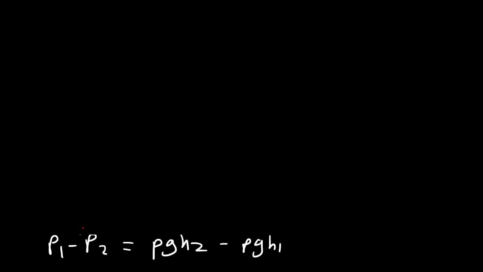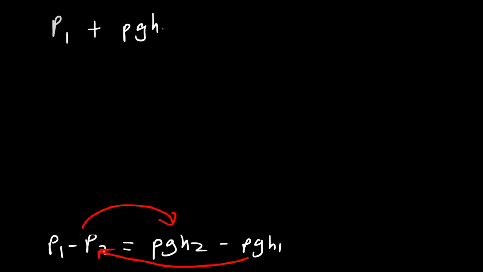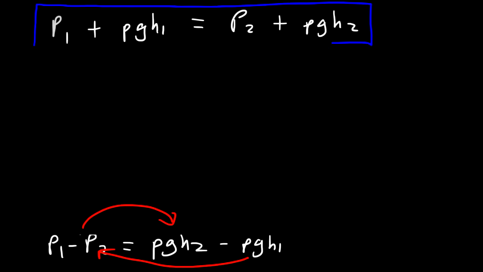So let's take this term, move it to that side, and this term, move it to this side. So on the left, we're going to have positive P1 plus rho gh1. On the right, P2 plus rho gh2. So that's how we can derive this portion of Bernoulli's equation.